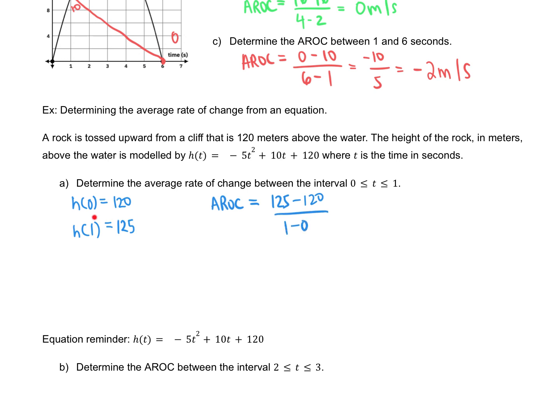Now you'll notice I did this coordinate minus this coordinate. You could have done the other way around as long as you stayed consistent. So if you did 120 minus 125 over 0 minus 1, it would still work out. But here we get 5 over 1, so that's 5 meters per second.